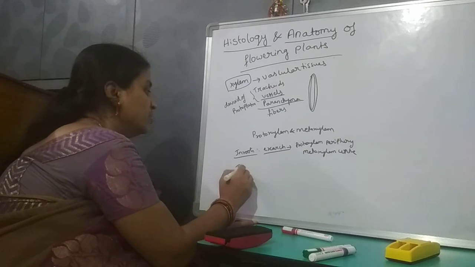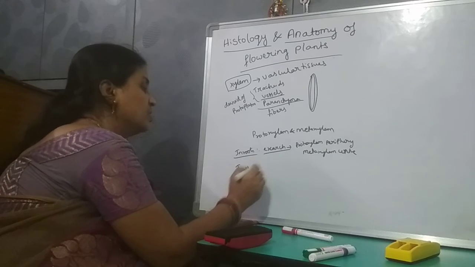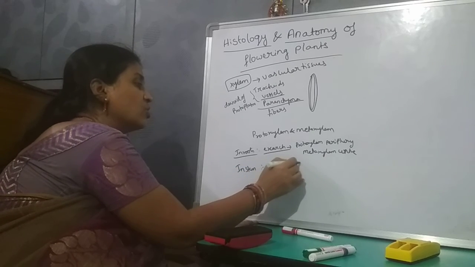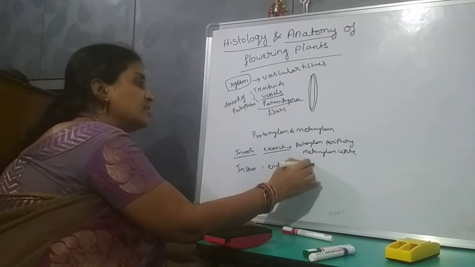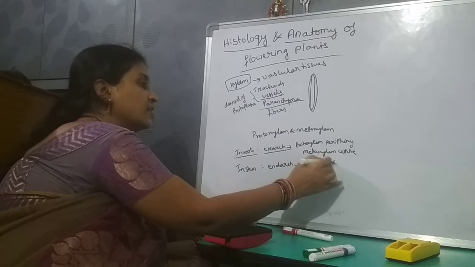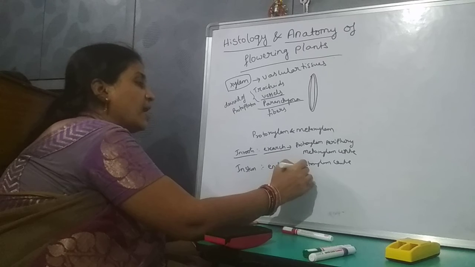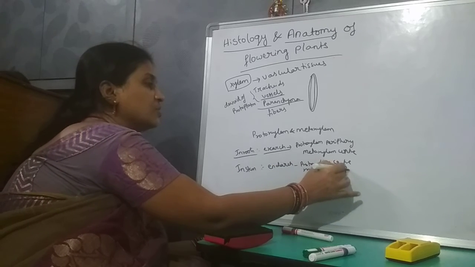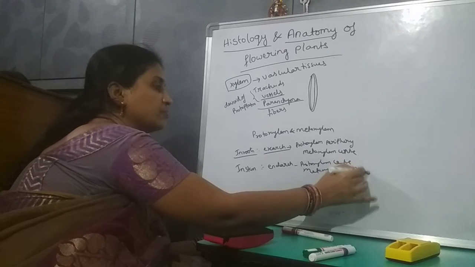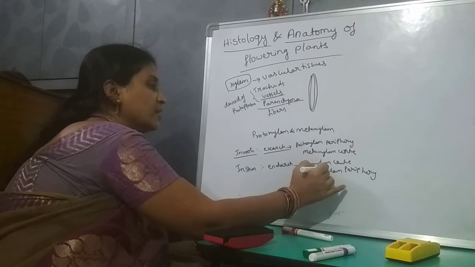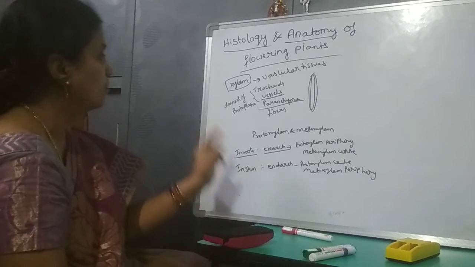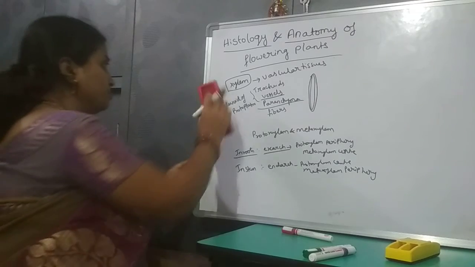But in the stem, if you take the transverse section of the stem, it is endarch xylem. Why is it endarch xylem? Because the protoxylem is towards the center and the metaxylem is towards the periphery. It is endarch xylem. The primary xylem is of two types: protoxylem and metaxylem. This is about the xylem, a complex tissue.